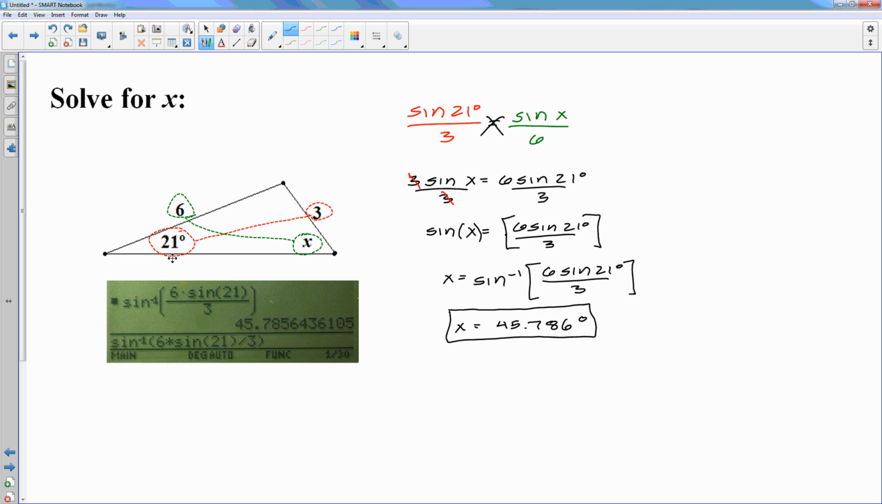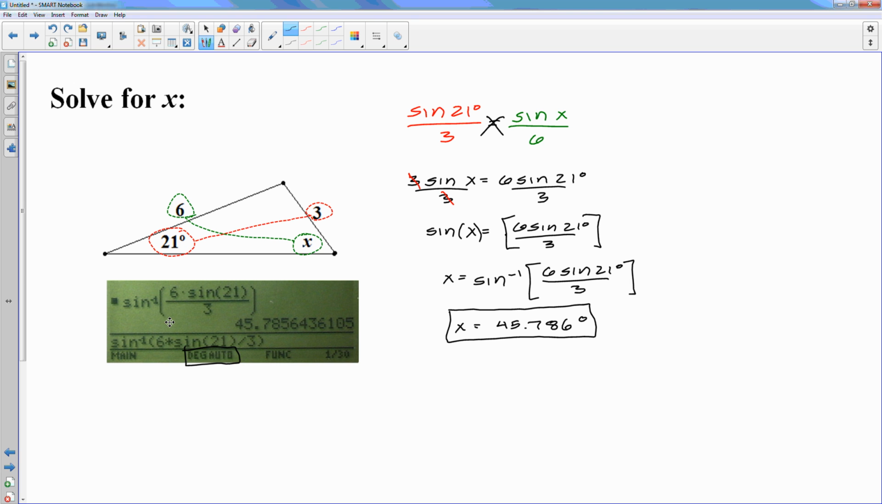One thing you need to make sure with your calculator is that you are in degree mode. Notice mine says DEG right there. If you're not in degree mode, then you're going to get a radian answer, which is going to really be wrong because these triangles just work better with degrees. So anyway, I get 45.786.